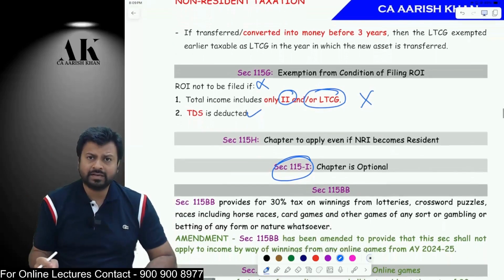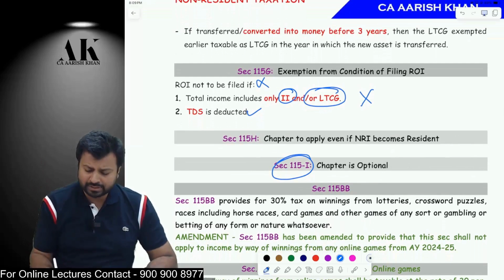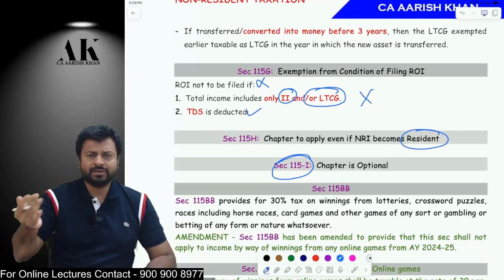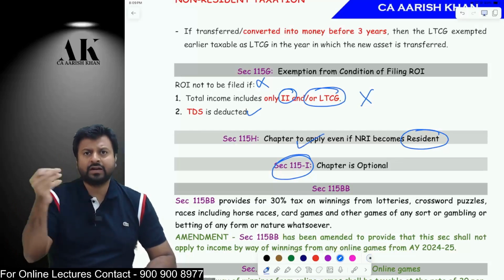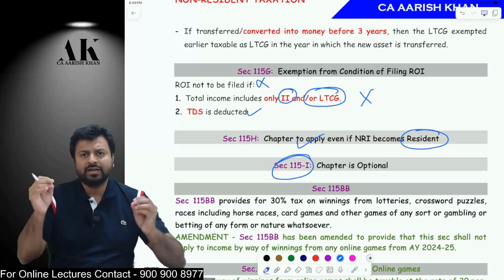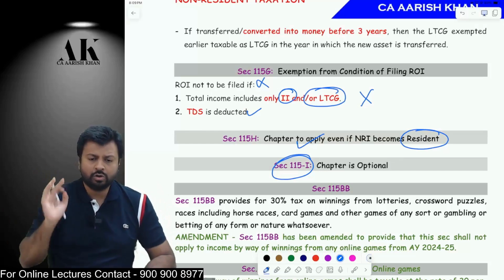What if the assessee becomes resident in a subsequent year? No harm. Even if the assessee becomes resident in the subsequent year, the assessee will continue to enjoy the benefits of this chapter till the time the asset is there with the assessee. Don't worry about it. Okay.